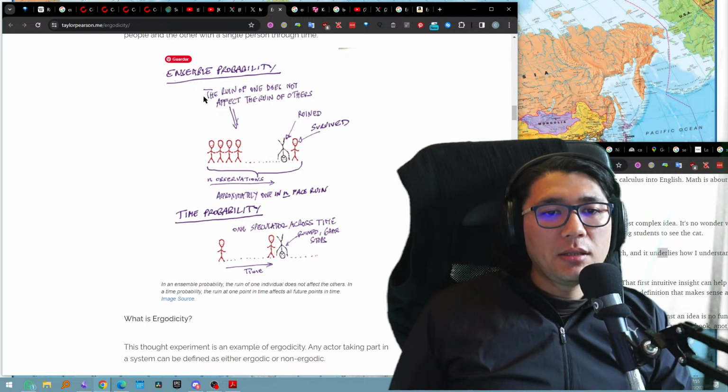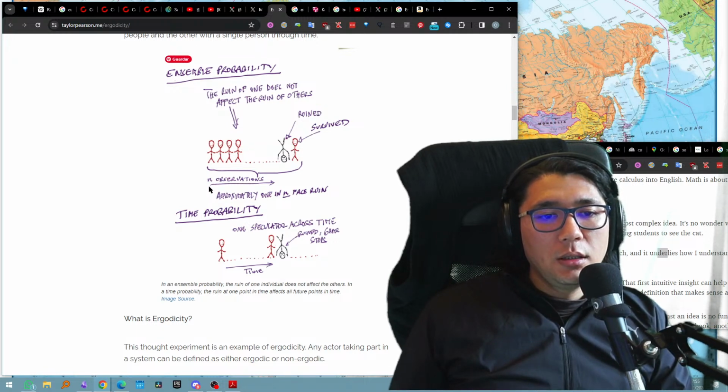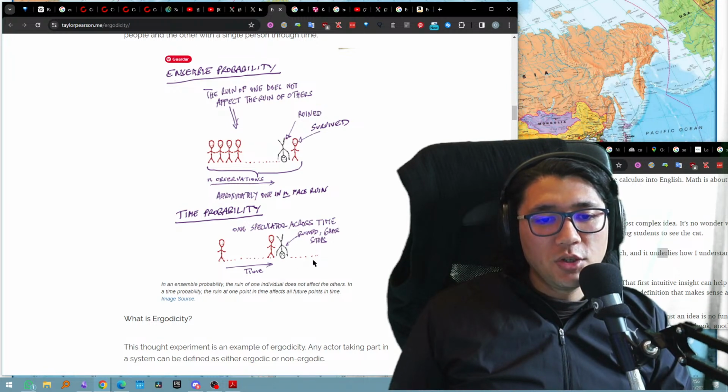Imagine ensemble probability: the ruin of one does not affect the ruin of others. Ruined, survived, and so on. N observations, approximately 1 in n face ruin. Time probability: one speculator across time. Ruined, game stops. No more game.